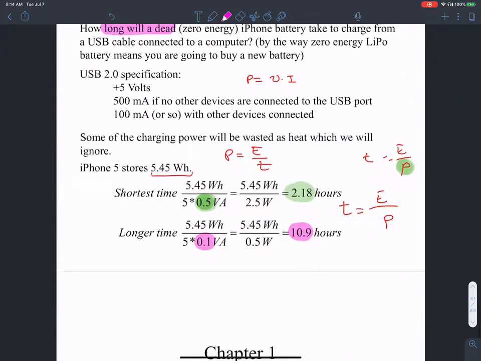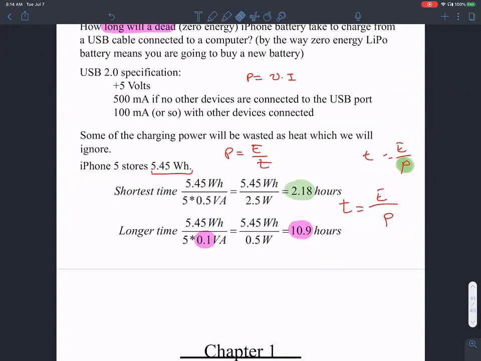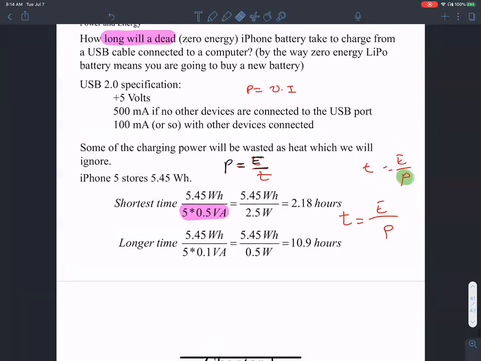Okay, the last problem told me that P equals energy over time. Okay, that's the idea I'm using here. VI, so this guy, 5 times 0.5. 0.5 is I, 5 is volts. Similarly, 5 is voltage, 0.1 is current.